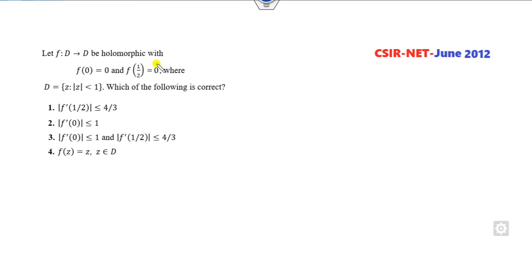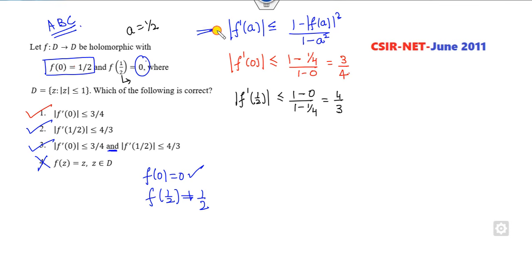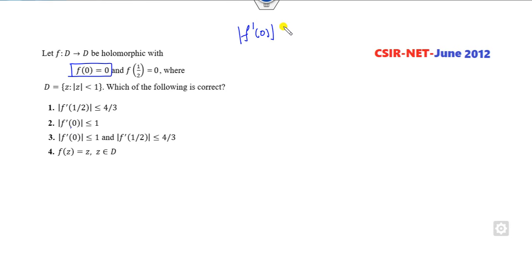Look at this next one. f of 0 is again given to you and your target is to find the value at f of 0. So again I can apply this shortcut formula. Which is less than or equal to 1 minus 0, that is, less than or equal to 1. Again f of half is given to you, so I can apply this property again.